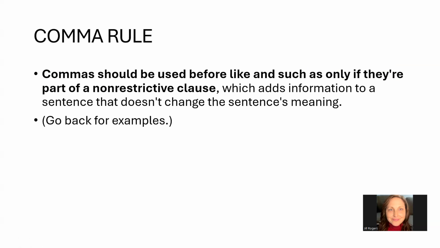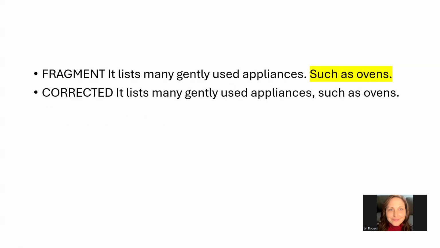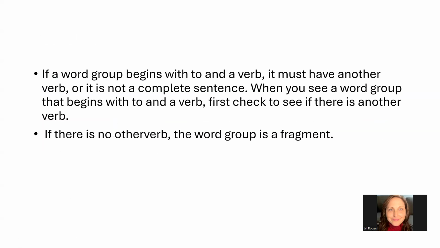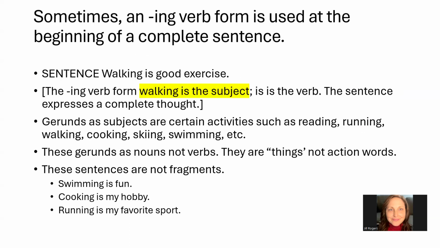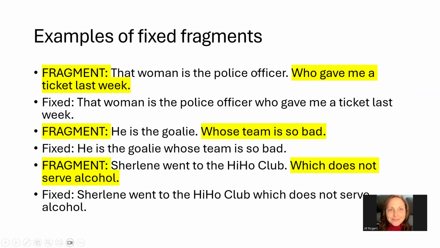Okay, so the comma rule, if you're not following along, I wrote it down for you. A comma should be used before like and such as and especially if they're part of a non-restrictive clause. A non-restrictive clause just means extra information. A restrictive clause means it changes the sentence's meaning. So the only one we had that was a restrictive clause is way over when we talked about the police officer, right? Because the police officer who gave me a ticket last week, that changes the meaning. That's a necessary clause. Everything else is just, oh yeah, and goalie, right?